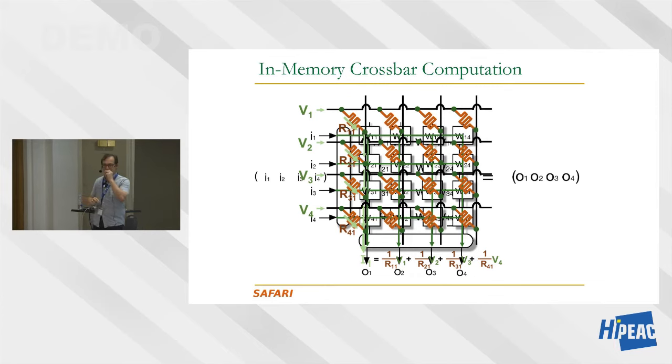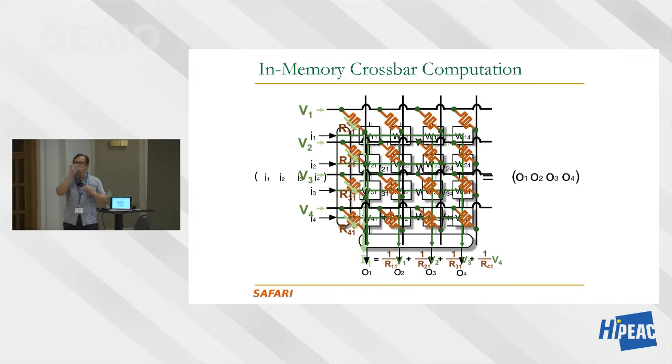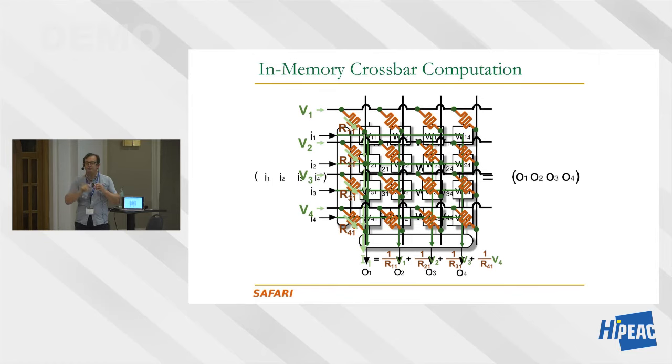Yes? How do you deal with the silicon process and your manufacturing variation? You have resistors, and you probably can't get exact resistors. Yeah, so basically how do you deal with variation? That's the question, I think, right?